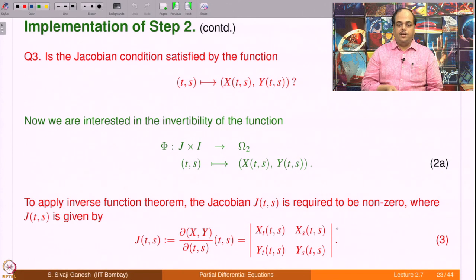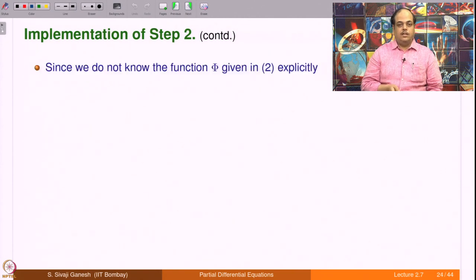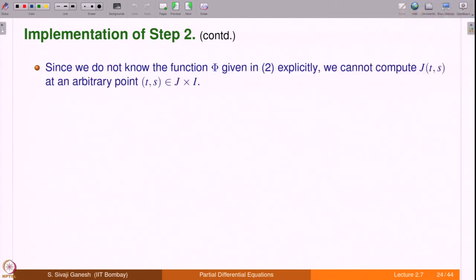Now, x_t at (t, s) is A, it is known. y_t at (t, s) is also known. x_s at (t, s) is not known. What we actually know is x_s at (0, s). That is the reason why we stick t equal to 0 now.